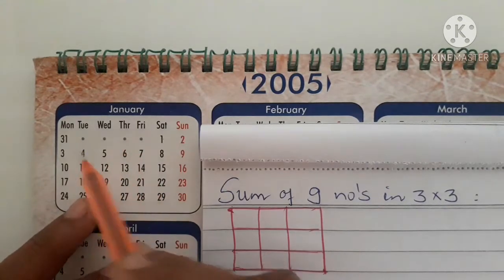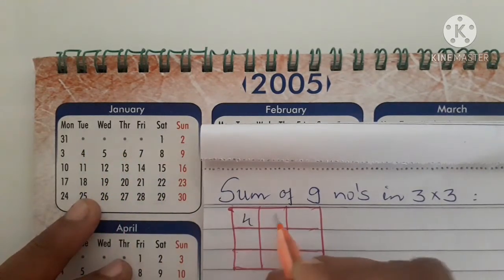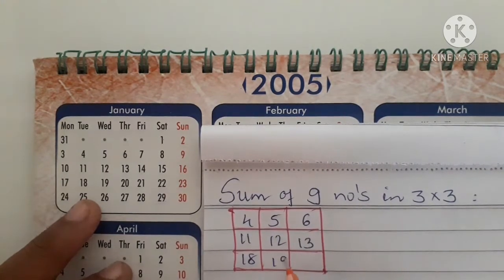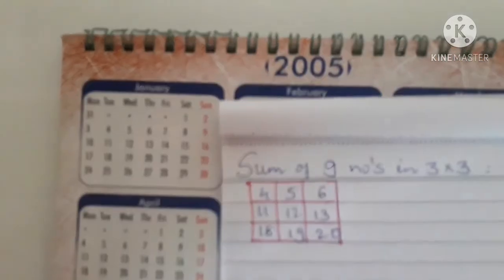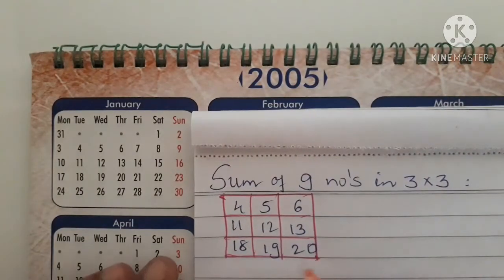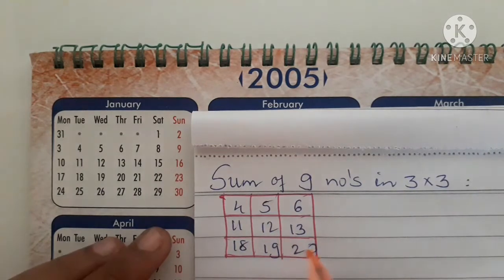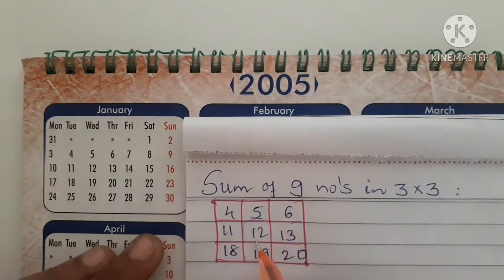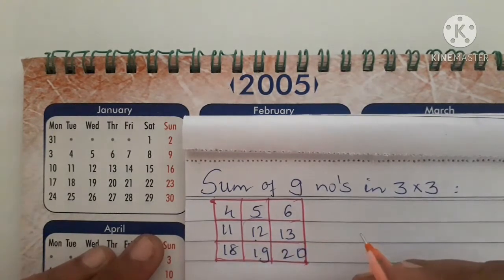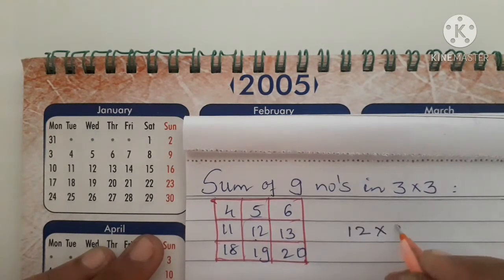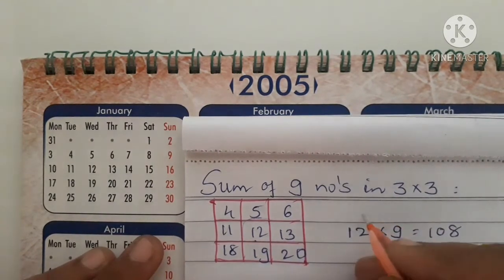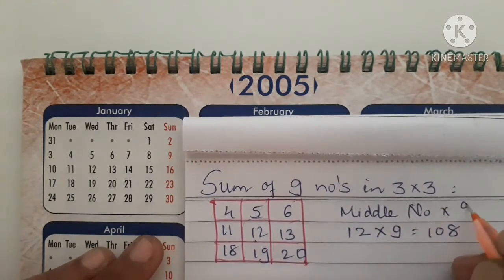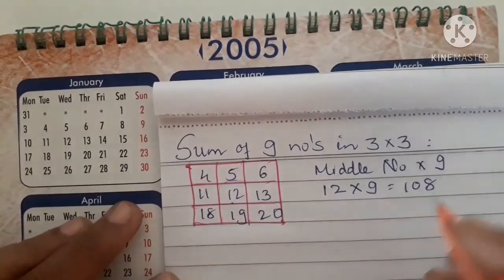So here I would like to write the same numbers, that is 4, 5, 6, 11, 12, 13 and 18, 19 and 20. Within seconds you will be able to tell the sum of all these 9 numbers in the 3 by 3 square. What you need to do is take the center number, that is 12, and multiply it by 9. So here the answer is 12 9s are 108. So what we have done is middle number into 9.